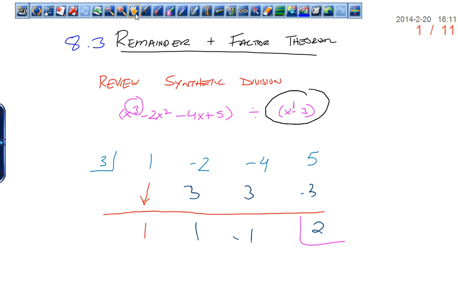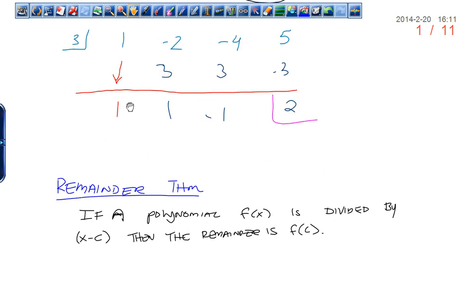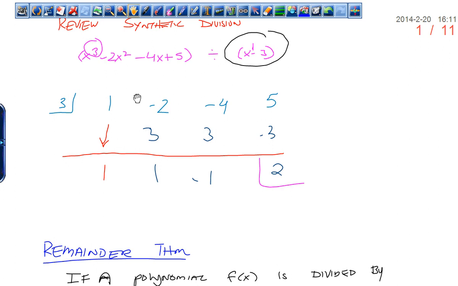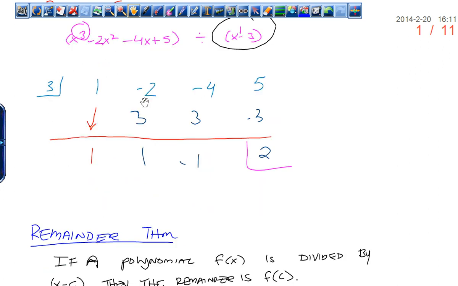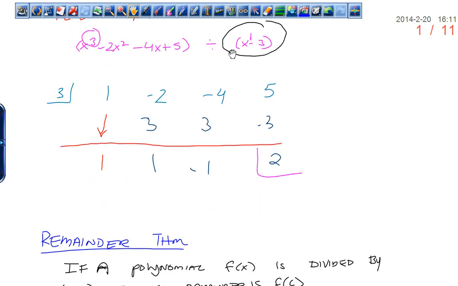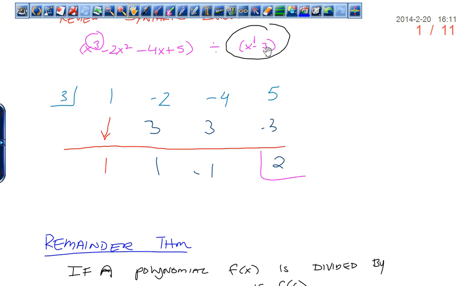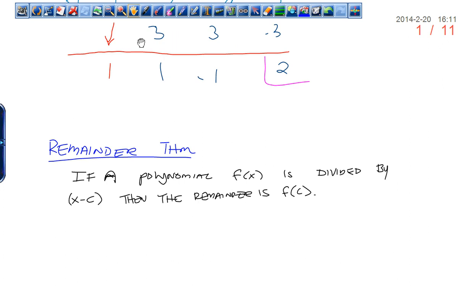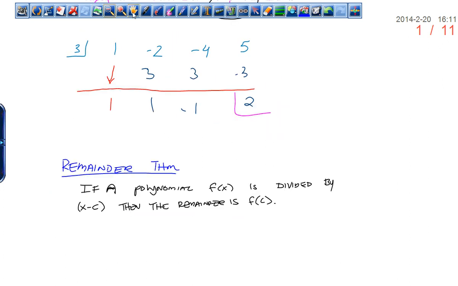Now there's a remainder theorem. That remainder theorem says that if we have a polynomial like this, and it's being divided by this, if we take that c, so take 3, plug it in, that's going to give us 2. So it's just kind of a quick shortcut to getting the remainder.